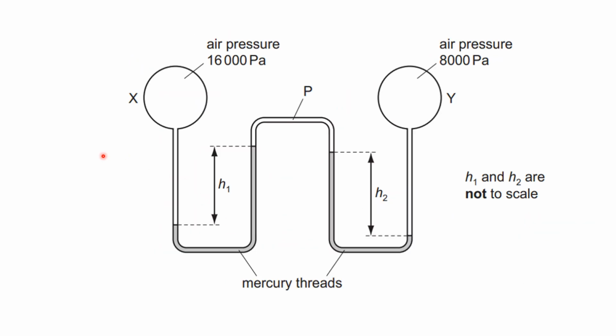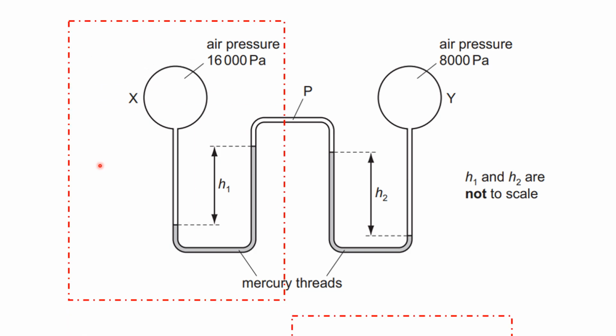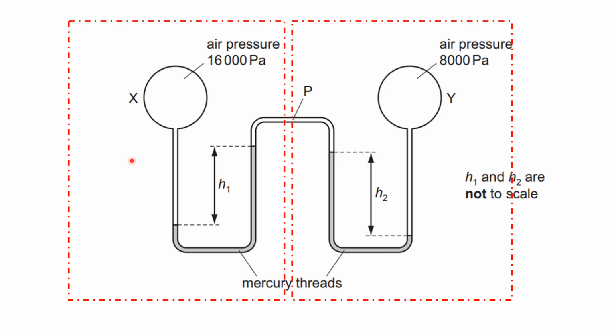So the first step is to separate both tubes. So let's consider the air pressure at P at the top is the same for both tubes.